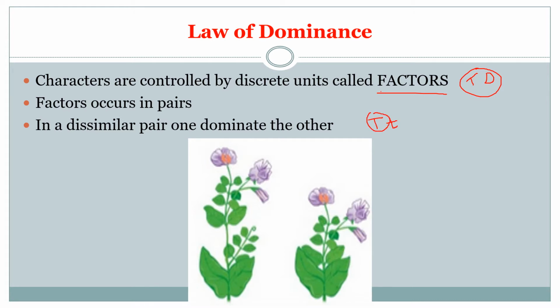See, this is the plant. Here this is a tall plant and it is represented by capital T and capital T. And here this is a dwarf plant which is represented by small t and small t. But in the case of capital T and small t, always the capital T expresses whereas the small t will be suppressed. So the character will always be tall. So this is called the law of dominance.